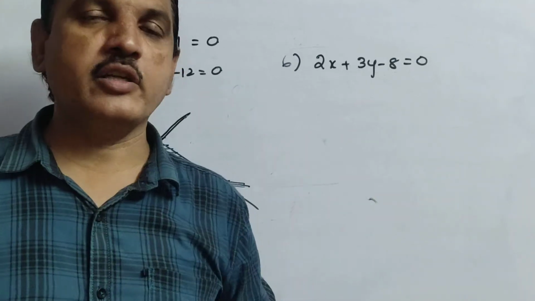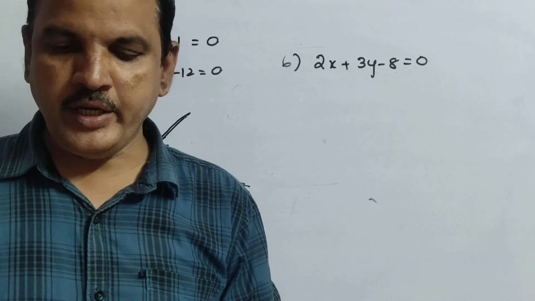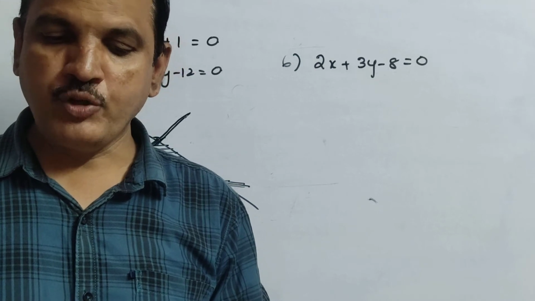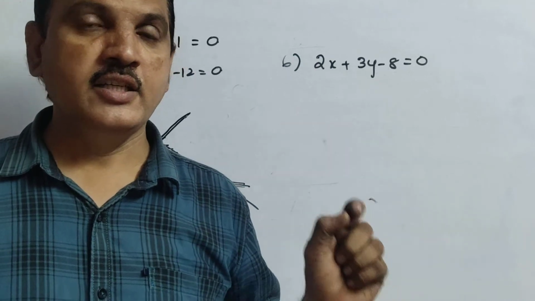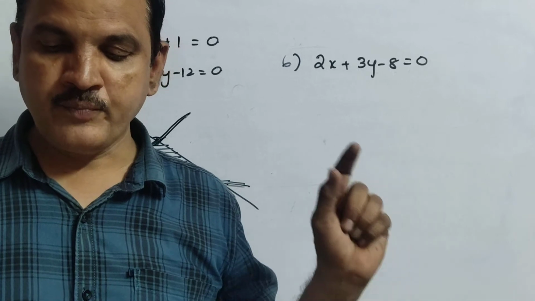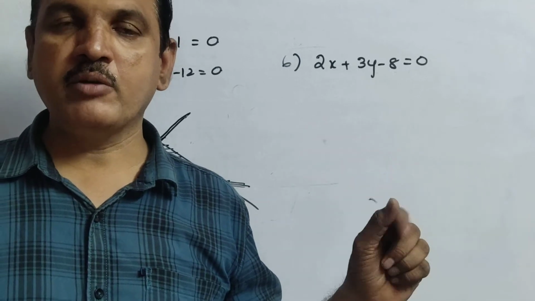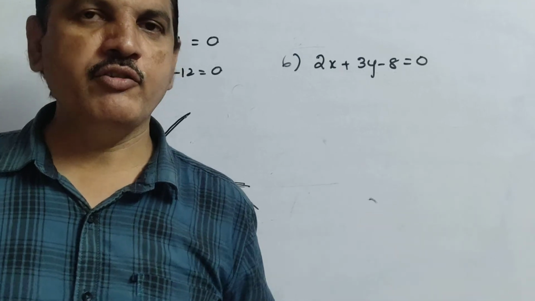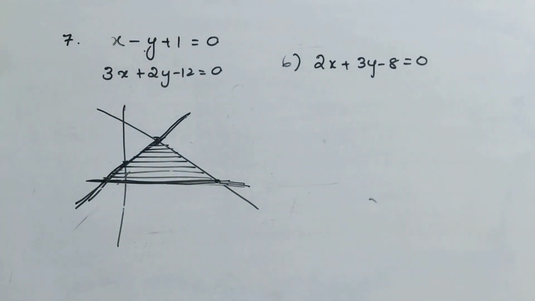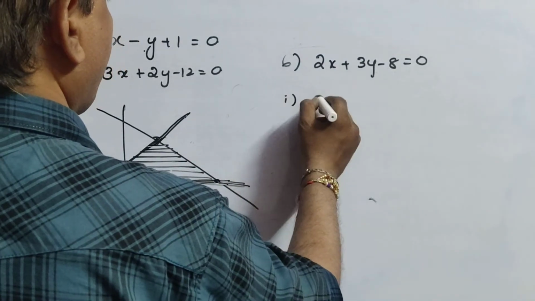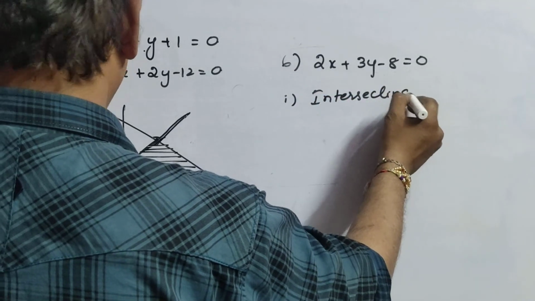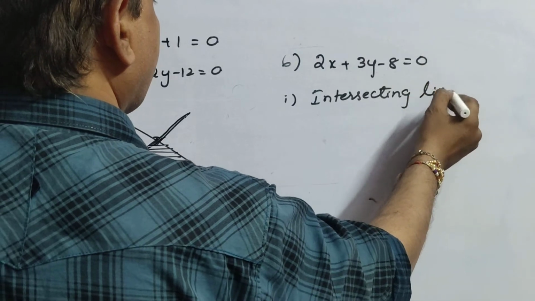It is asking you to try on your own, and it should be intersecting lines. The geometrical representation of the pair is formed by intersecting lines. For intersecting lines, you should know whether a1 by a2, b1 by b2, c1 by c2 are equal or not. Shall I give you an example? Listen very carefully. The first question is about intersecting lines. The graph should be intersecting lines.